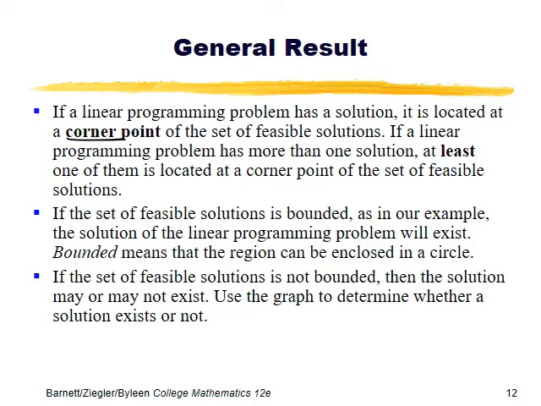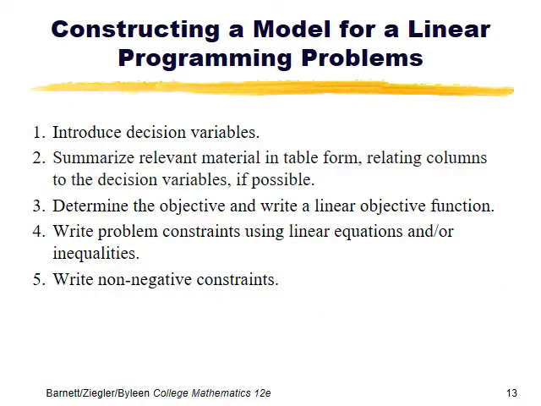So at least one corner point will be our solution. If a linear programming problem has a solution, it is located at a corner point of the set of feasible solutions. If a linear programming problem has more than one solution, at least one of them is located at a corner point. So these are just definitions, you can just go through them.